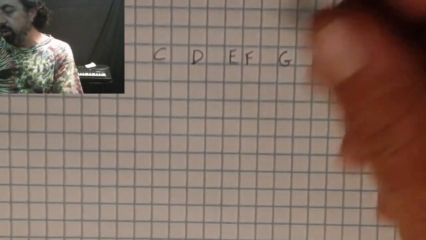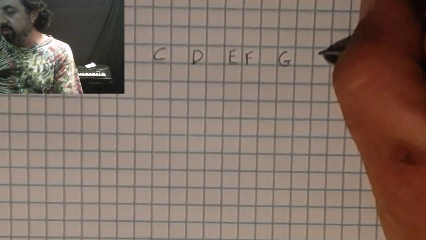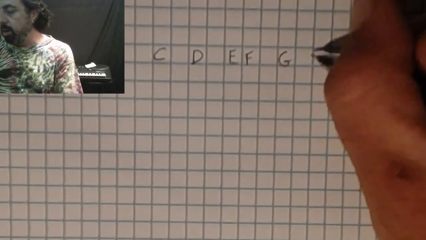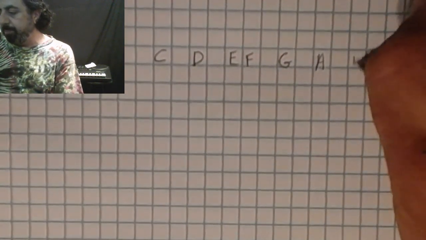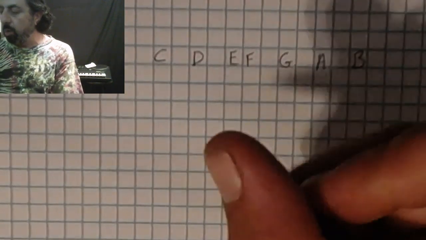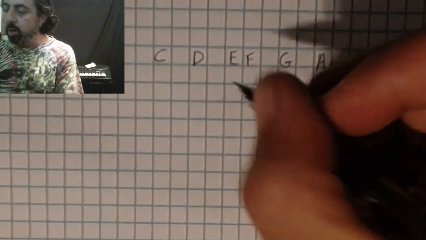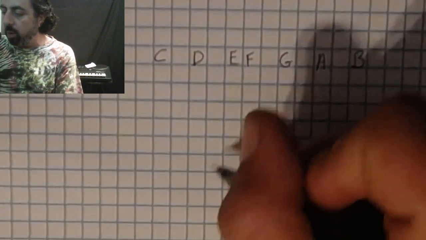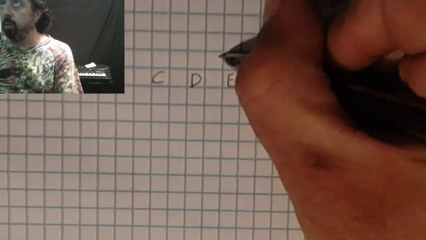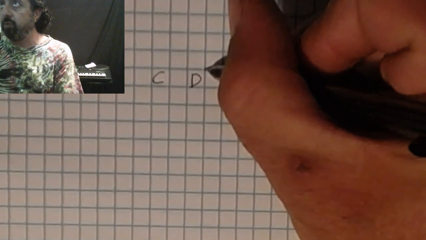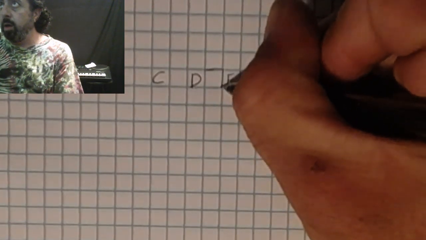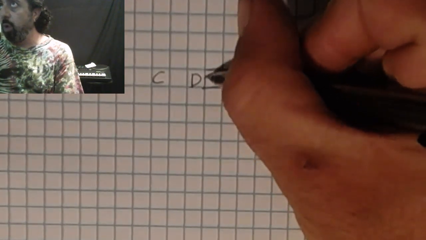So let's start with our basic, easy to understand C major scale. So we've got C, D, E, F, G, A, B. What we want to know is, and we're going to use the scale that shares 4 notes. So that would be right here, this box right here. This one shares 4 notes.